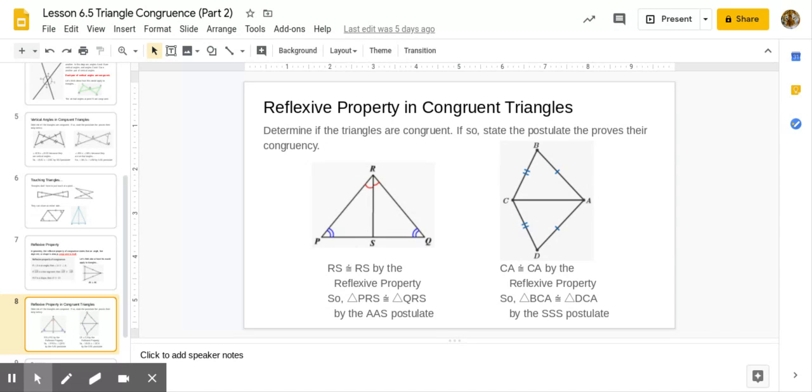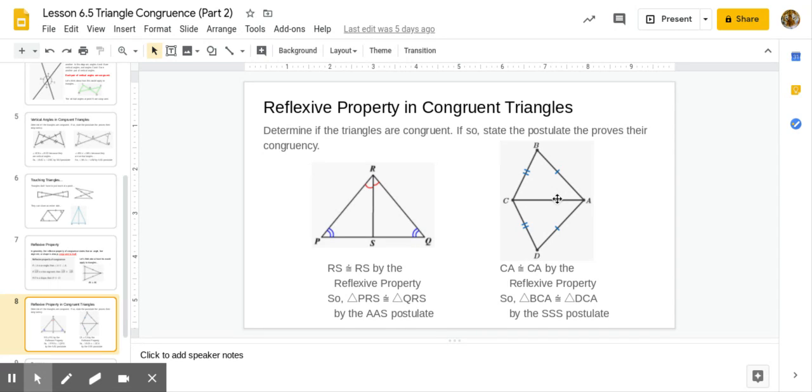Let's use that. So here we have two triangles, one on the left, one on the right. They share this side RS. So RS is congruent to RS by the reflexive property. Things are always congruent to themselves. So we'd make a little tick mark on that. Now in the triangle on the left, we have an angle and a side. And in the triangle on the right, an angle and a side. So these would be congruent by the angle, side postulate.